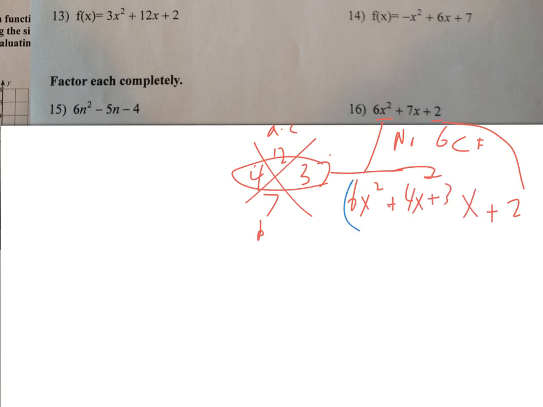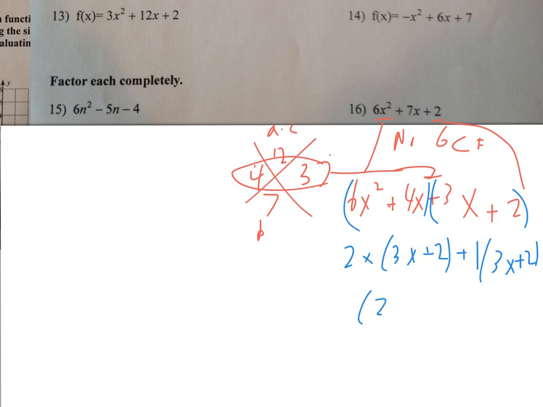And then I'll use my grouping. So the first group I can take out a 2x, and that leaves me with 3x plus 2. The second group I really can't take out anything, so I'm going to take out a +1, which will leave me with 3x plus 2. And so my parentheses are 2x plus 1 times 3x plus 2.